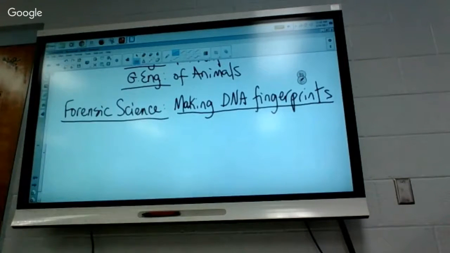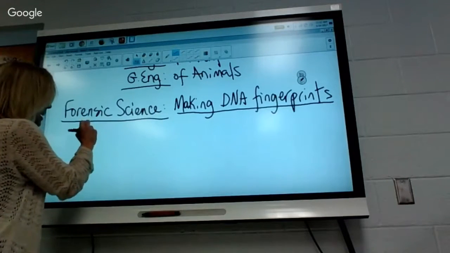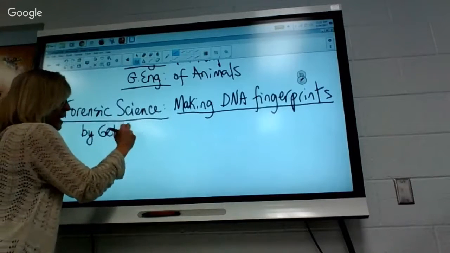So it's these things right here. Everybody has little genes, and everybody has their own unique set of genes, unless you're an identical twin. I'm going to take those and isolate them, and then you have a DNA fingerprint. So this is by gel electrophoresis. This is just how it's done.